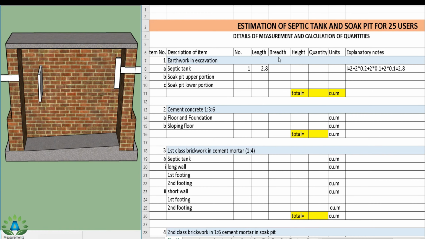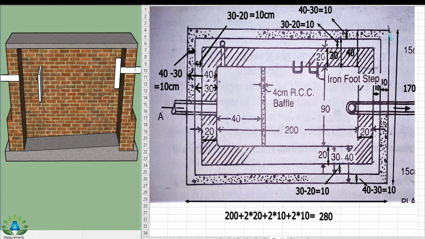Now we have to find the breadth of the excavation. To find the width, we have to calculate the total length from this point up to this point. And we already have the inner dimension of this septic tank, 90 cm from this point to this point. And this wall is 20 cm and this is also 20 cm. We have the length of 30 cm from this point up to this point. That means this small portion is 30 cm minus 20 cm wall. That is, this small portion is 10 cm on this side and this side also.